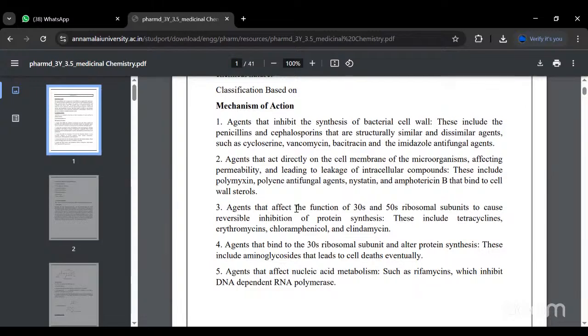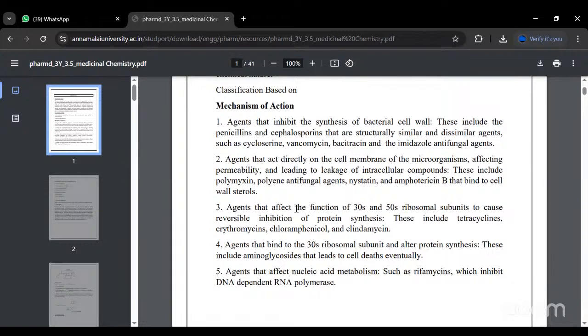penicillins and cephalosporins, which are structurally similar, and dissimilar agents such as cycloserine, vancomycin, bacitracin, and imidazole antifungal agents. This is the mechanism one.